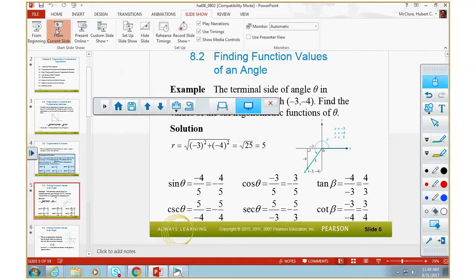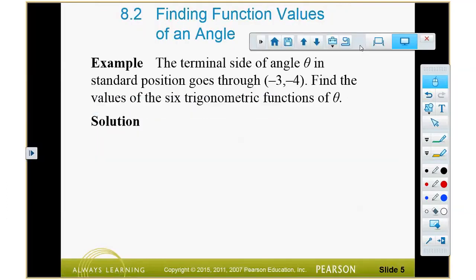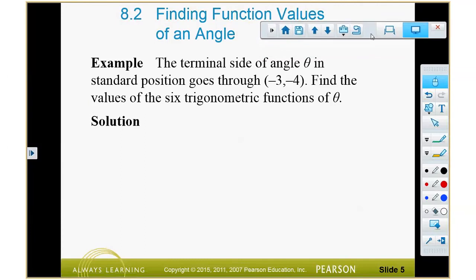There. All right, do this problem. What's the first thing you do in any kind of trig or physics problem? Draw it. Draw a picture.